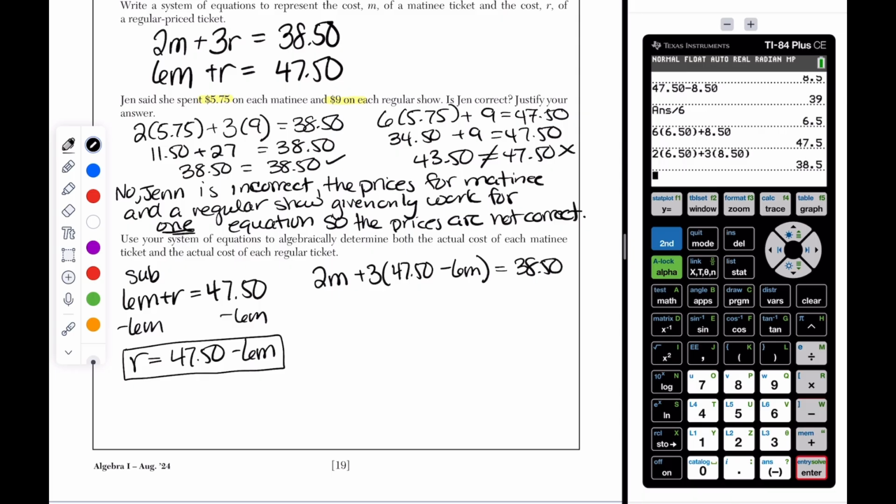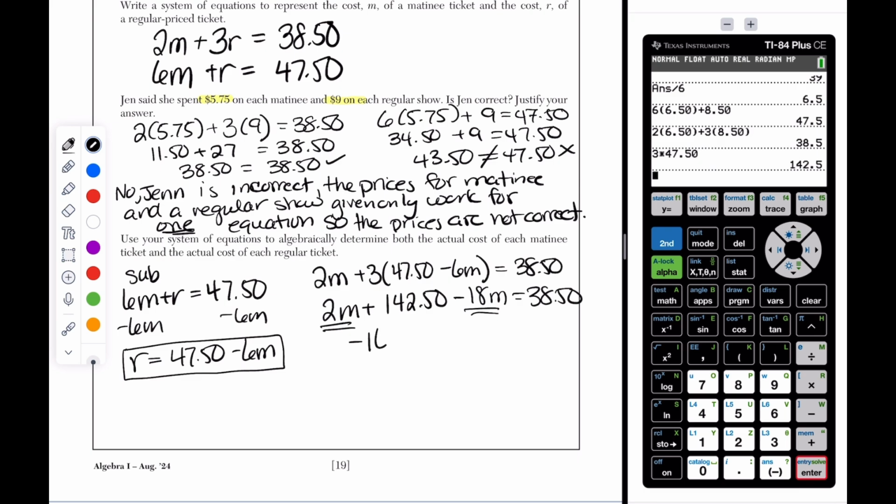And let's simplify. So I'm going to start by distributing. 3 times 4750 is equal to 14250. So 2m plus 14250 minus 3 times 6 is negative 18m. Now I want to combine these like terms, and I get negative 16m plus 14250 is equal to 3850. I am going to subtract the 14250 from both sides.